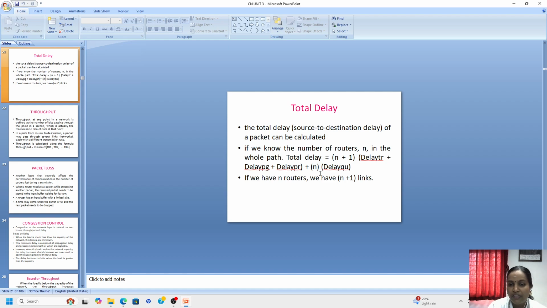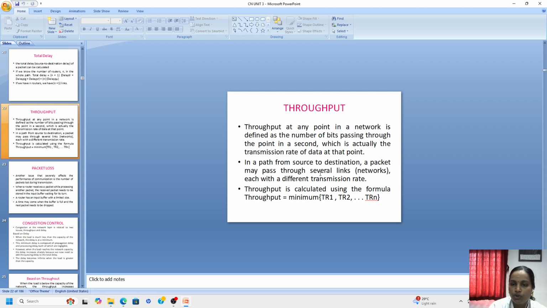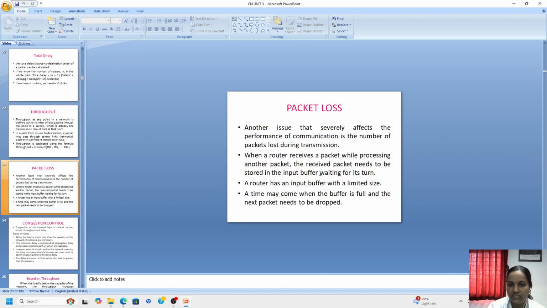The total delay can be calculated with the formula: (n+1) times transmission delay plus propagation delay plus processing delay, plus the queuing delays. The final answer shows the total delay for a transmission of data from a source to a destination. Throughput at any point in a network is defined as the number of bits passing through that point in a second. It is actually the transmission rate between a source and a destination.